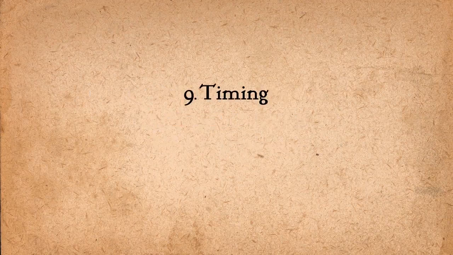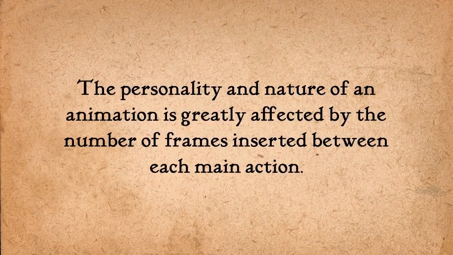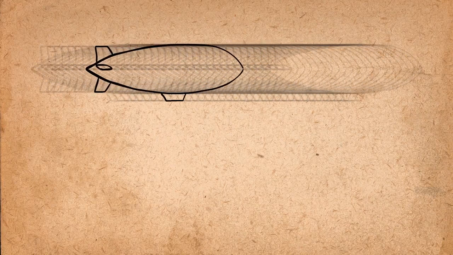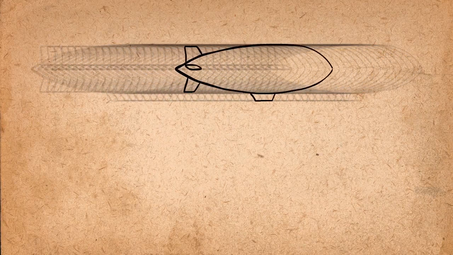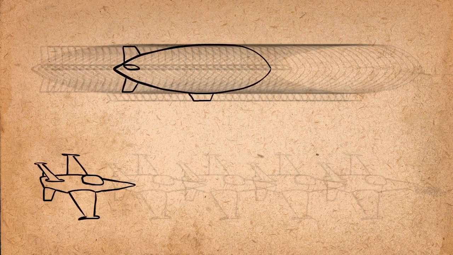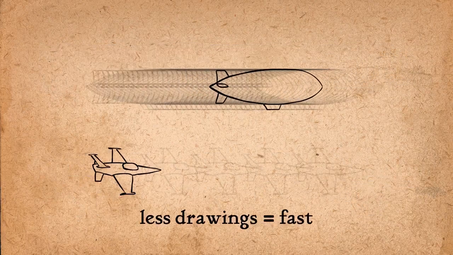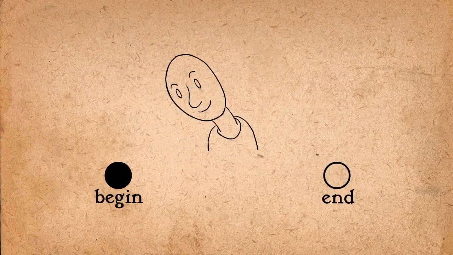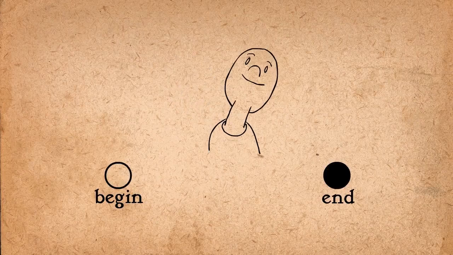This principle states that the personality and nature of an animation is greatly affected by the number of frames inserted between each main action. Basically, if you have many drawings that are very close together in between the two main poses, the action will be very slow. If you have very few drawings set far apart from each other, the action will be very fast. Less drawings means fast, more drawings means slow. One simple action can have 10 different meanings depending on how many frames you give it.